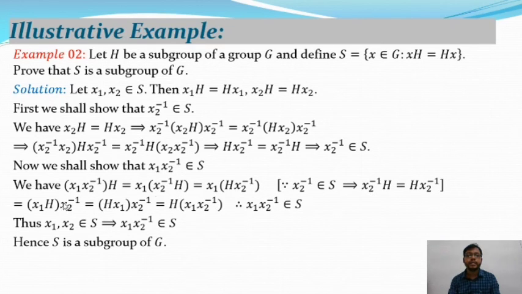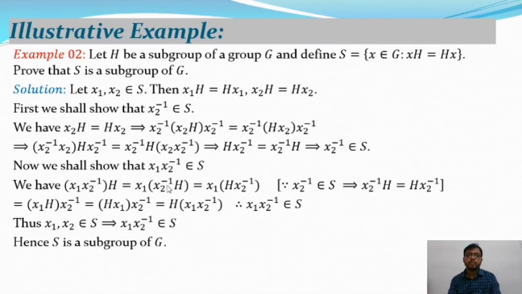From this we get x1 H x2 inverse equals H x1 x2 inverse. Again applying the associative property, from the last relation we get x1 x2 inverse H equals H x1 x2 inverse. Therefore x1 x2 inverse belongs to S. Thus x1, x2 belonging to S implies x1 x2 inverse also belongs to S. Hence S is a subgroup of G. Hence the proof of the second example on coset.